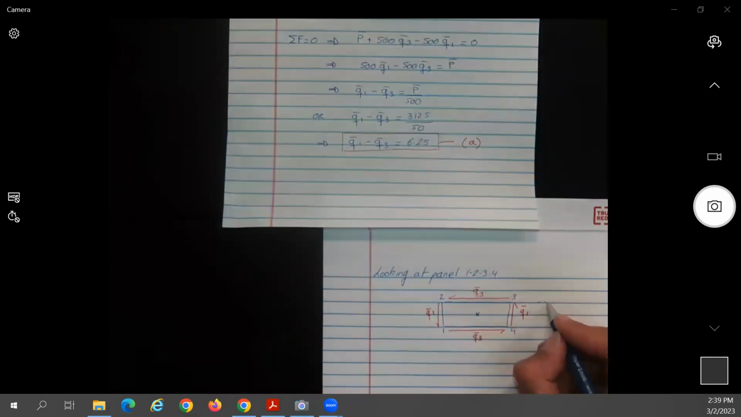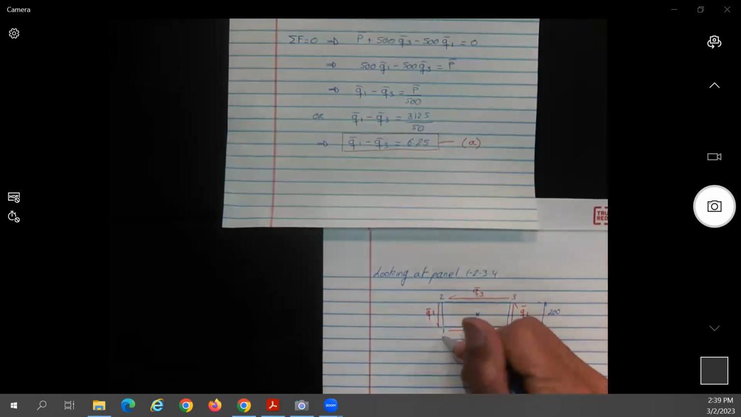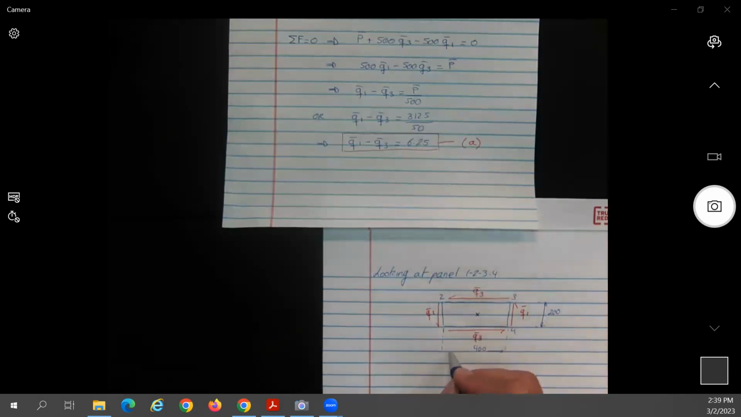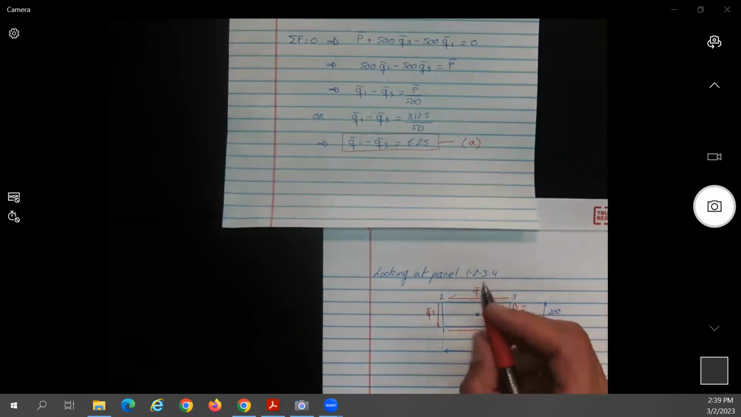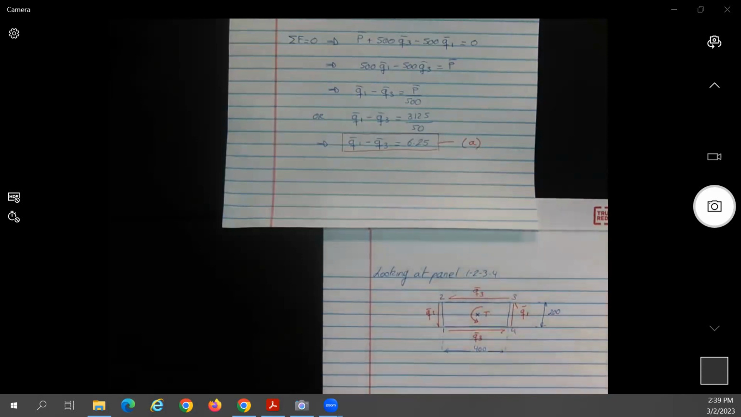Okay, well, over here we know the height was 200 and the total width was 400. And we knew that at this end, at the free end, we had a torque being applied.